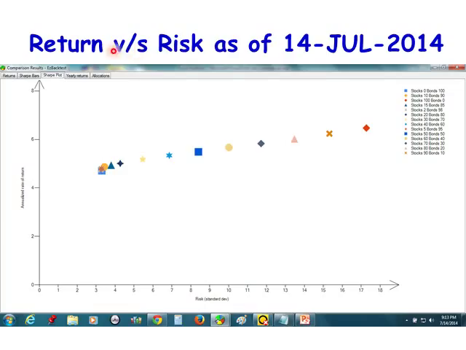Here is the return versus risk. This is return here. This is risk given by standard deviation of various allocations of stocks and bonds. The very first point is for 0% stock, and this last point is for 100% stocks. Okay, so you're looking around here.